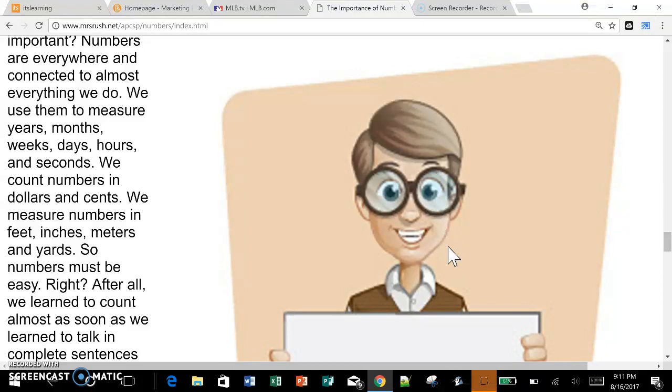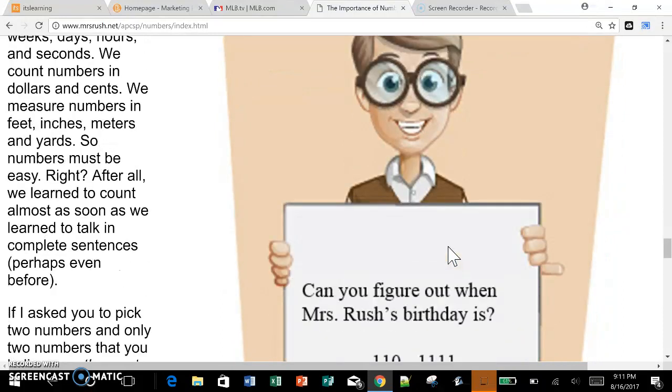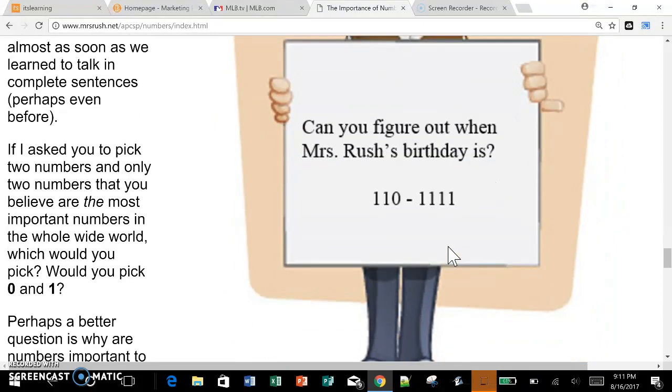I mean, after all, we learned to count almost as soon as we learned to talk in complete sentences, perhaps even before. If I asked you to pick two numbers and only two numbers that you believe are the most important numbers in the whole wide world, which two would you pick? Would you pick 0 and 1? Maybe if we hadn't already talked about binary numbers the day before, you might not have picked 0 and 1, but now you understand the importance of 0 and 1.